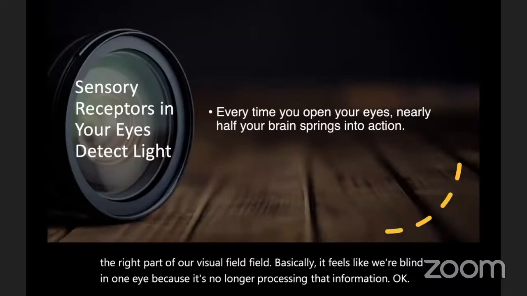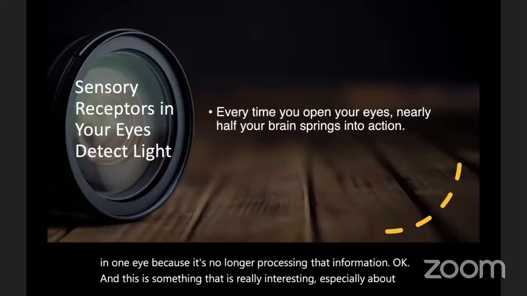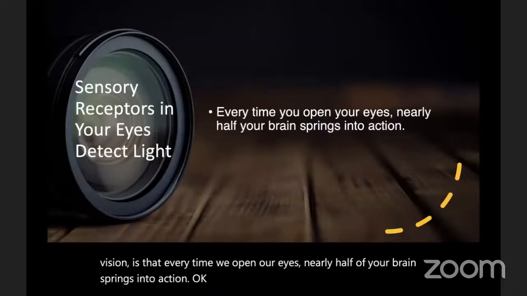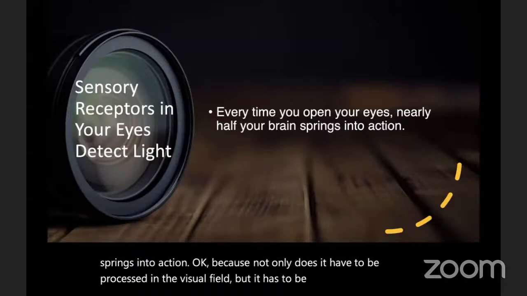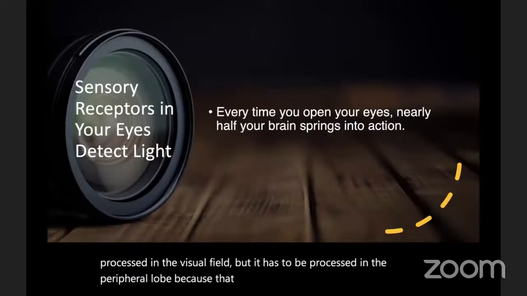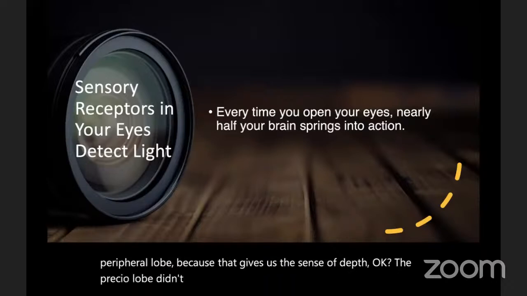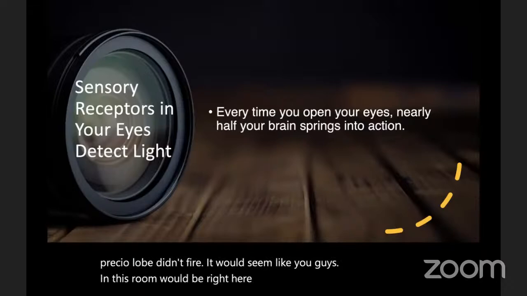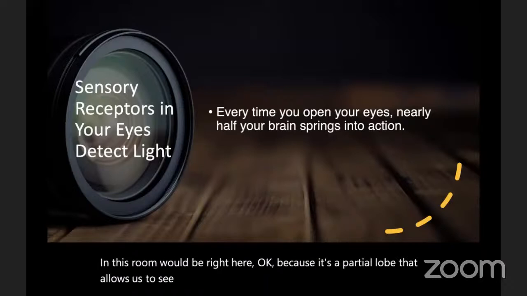And this is something that is really interesting, especially about vision, is that every time we open our eyes, nearly half of your brain springs into action, okay? Because not only does it have to be processed in the visual field, but it has to be processed in the peripheral lobe, because that gives us the sense of depth, okay? If the peripheral lobe didn't fire, it would seem like you guys in this room would be right here, okay? Because it's the peripheral lobe that allows us to see depth, okay?